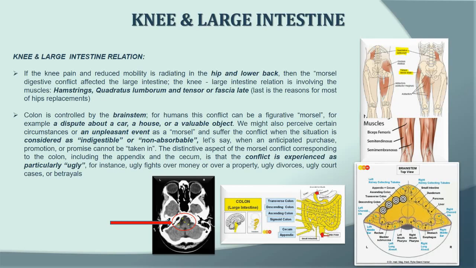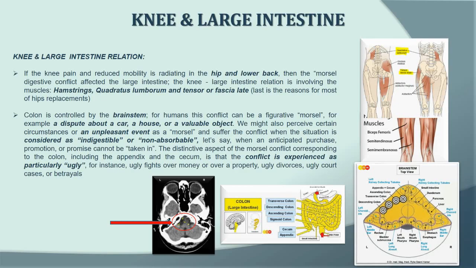The relationship between your knee and your large intestine is as follows. If the knee pain and the reduced mobility is radiating in the hip and your lower back, then the morsel digestive conflict affects the large intestine, and the knee and large intestine relation is involving the muscles, which are the hamstrings as well as the quadratus lumborum and tensor fasciae latae. This is the reason also for most of the hip replacements.